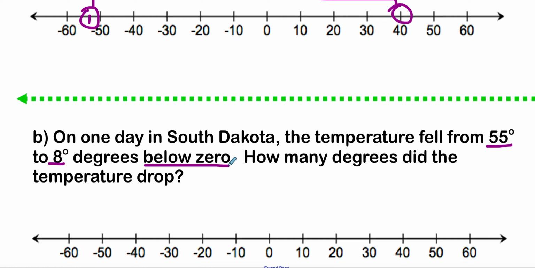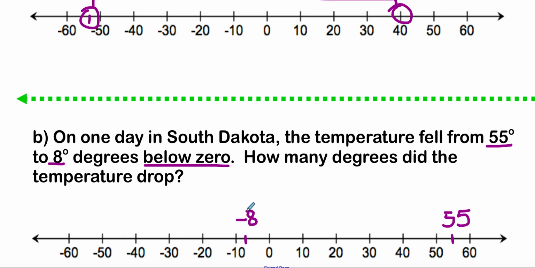Again, I'll give you the hints. I'll show you on the number line. So it was 55 degrees. 55 here. And it drops, it says it drops, right? To 8 degrees below 0. 0 is here. Negative 10 is here. So negative 8 should be here.